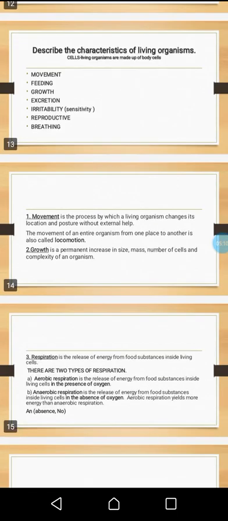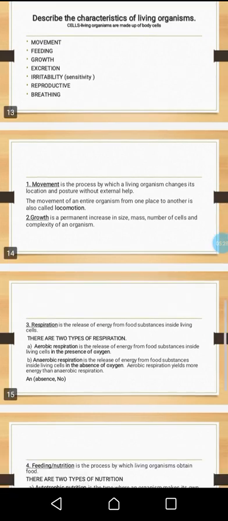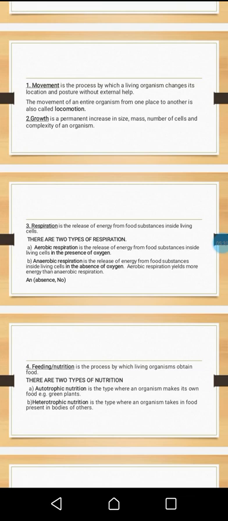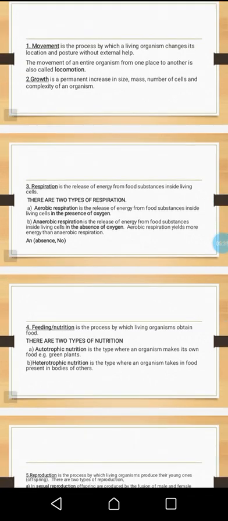There are 7: movement, feeding, which can also be termed as nutrition, growth, excretion, irritability, which can also be called sensitivity, reproduction, and breathing. Let us now describe each of the following characteristics one by one. So movement.